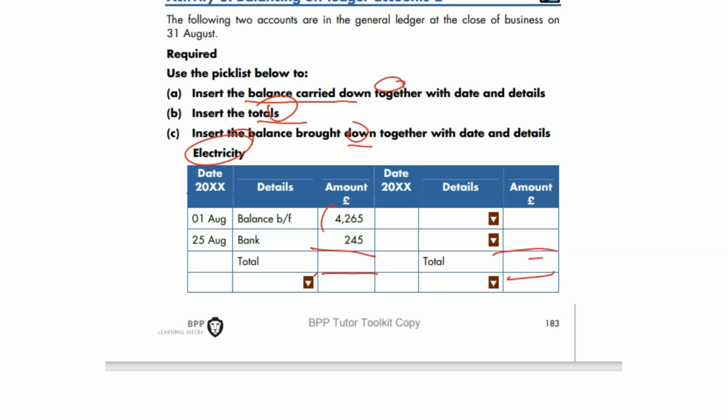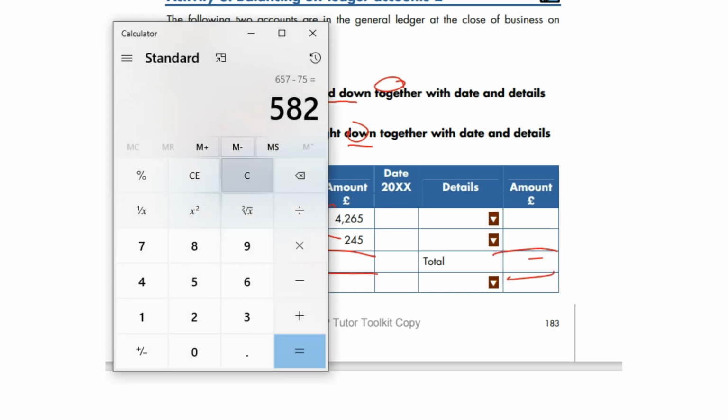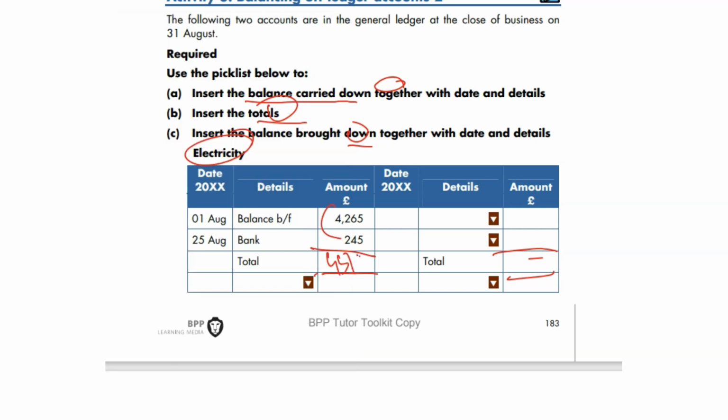Take focus then. Get the total. Which side is bigger? Undoubtedly this debit side is bigger. Taking the calculator. 4265 plus 245. You can do it in your notebook. 4510. 4510 written over here. So how much should be the balance CD? All of it. Nothing to take away. 4510 balance CD. That becomes balance BD.